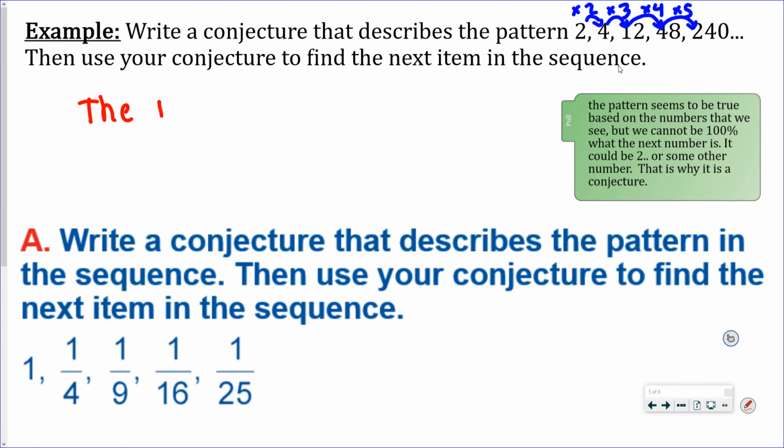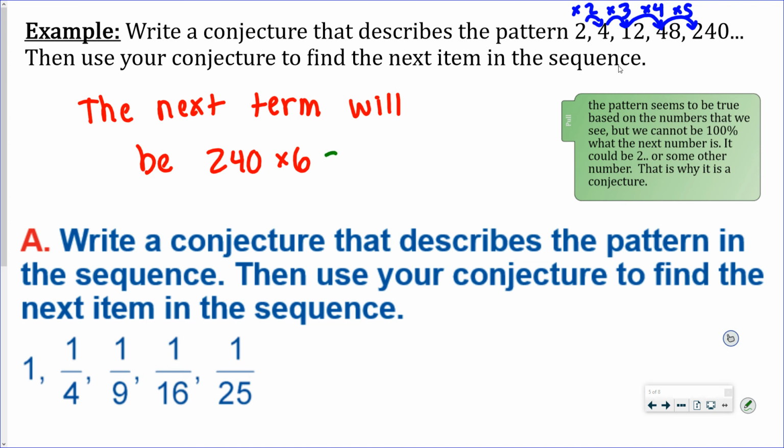So you could just say the next term will be 240 times 6. And then they do want us to use this to find the next term, and 240 times 6 is 1,440. So what I wrote in red, that's my conjecture, is that I'm going to times 6 to the next term, and it actually found the next term.